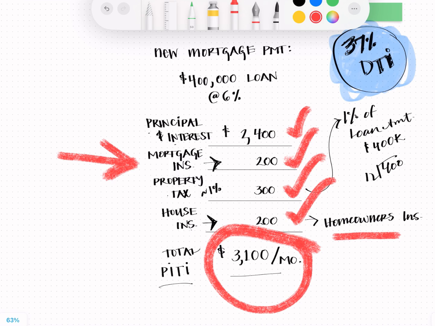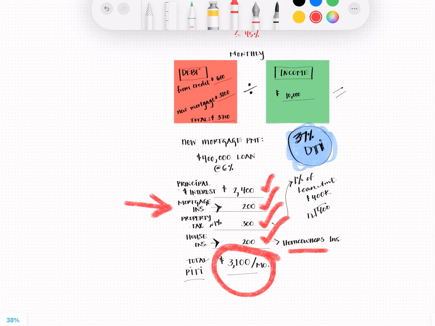Some states don't have property tax. So if you're in one of those lucky states where there is no property tax, great, you can cross that line item out. So to come up with your DTI, add up all your debts plus your proposed mortgage payment. You're going to divide it by your monthly income, and that's going to give you your DTI.